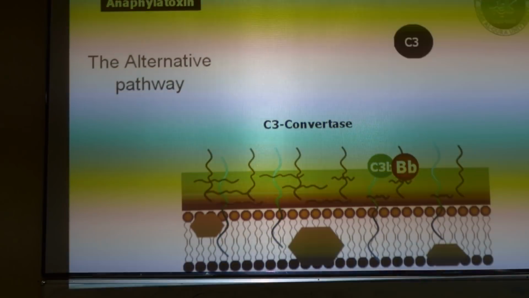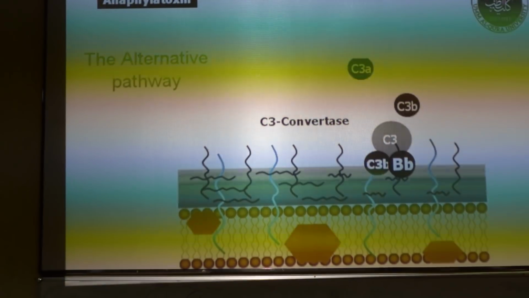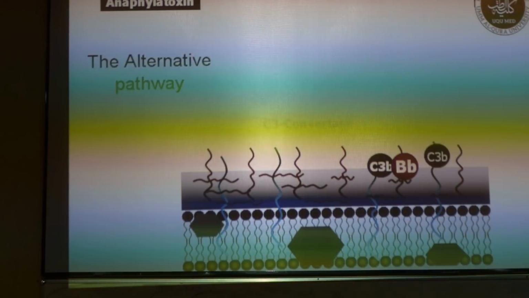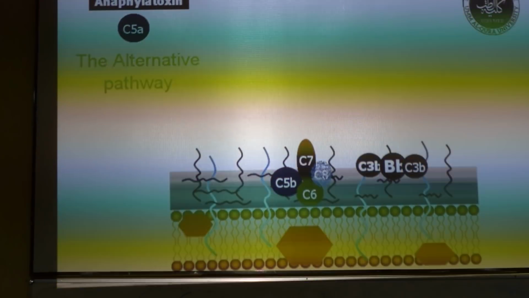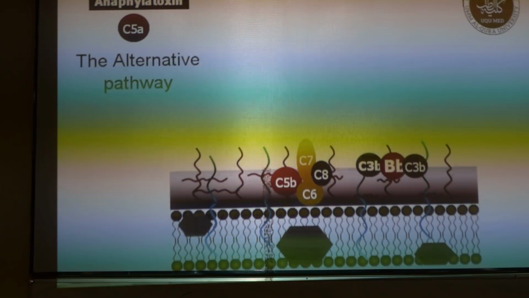C3 convertase will convert more C3 into A and B. Now it will be called C5 convertase. C5b will join the bacterial wall, along with 6, 7, 8 and 9. Again, MAC formation, and holes will be made in the bacterial wall.